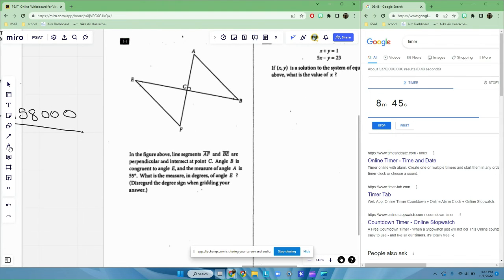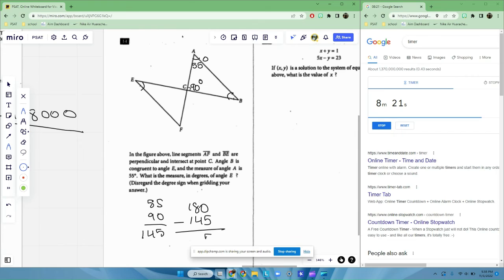Okay, next problem. This is a very simple problem actually. We have A is equal to 55 degrees. This is 90 degrees. So we find E. E is congruent to B. So 55 plus 90 is equal to 145. And a triangle is 180 degrees. So 180 minus 145 is equal to 35. So if B is 35, then E is equal to 35 degrees.